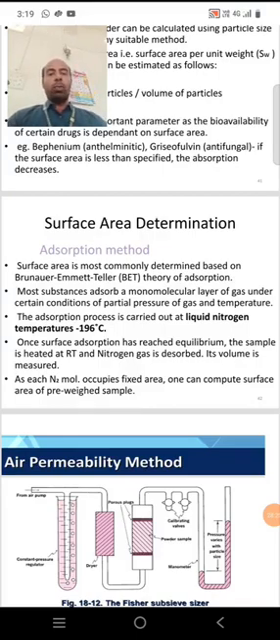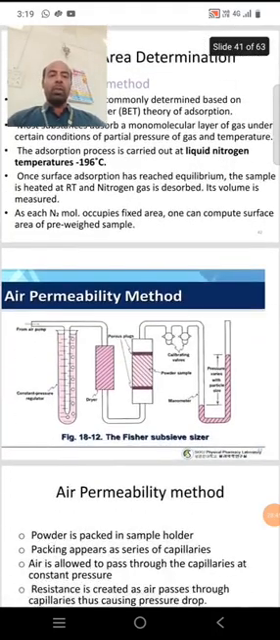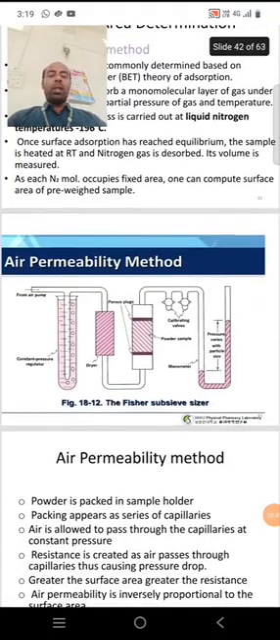Once adsorption has reached equilibrium, the sample is heated to room temperature and nitrogen gas is desorbed, and its volume is measured. From this, one can compute the surface area of the sample. Surface area measurement methods: the first one is adsorption and the second one is the air permeability method.